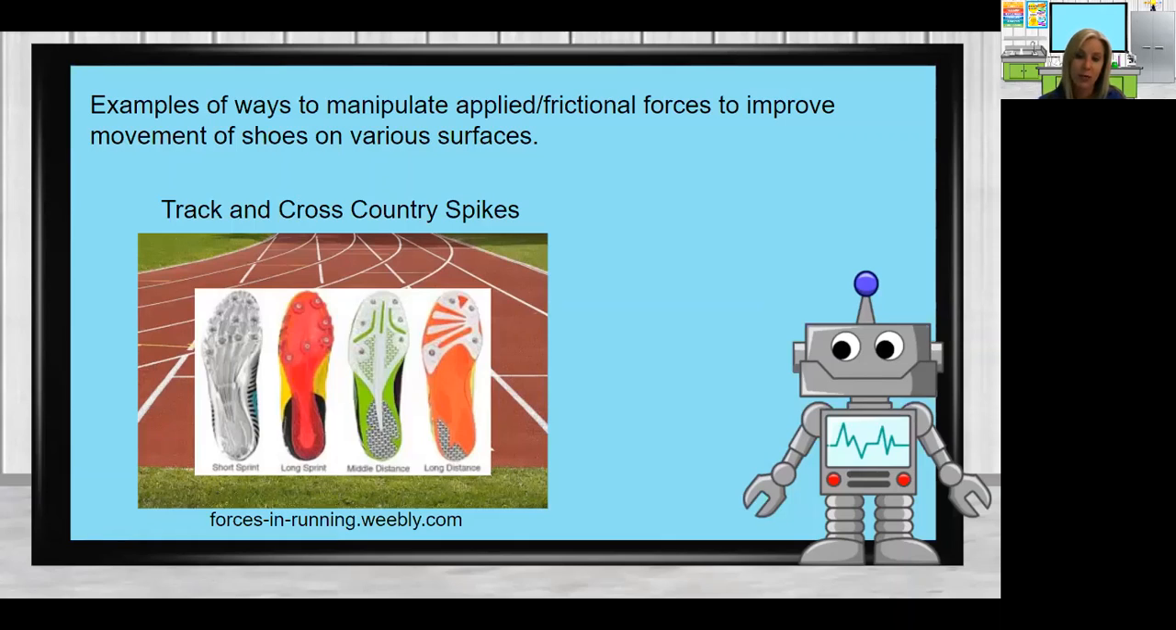And then there are spikes for long distance runners. So those are going to be for track runners who run like the mile or the 2 mile. And then there are special track spikes for our jumpers. There's triple jump, long jump, pole vault, high jump, and they all have a different type of shoe as well, because those athletes need to be able to jump, but they're also still running. They have to have a running start before they do their events.